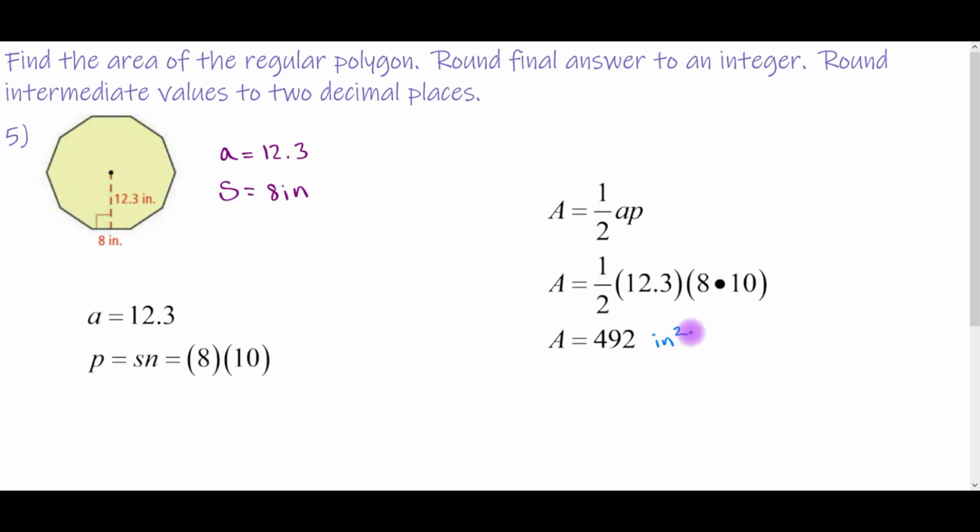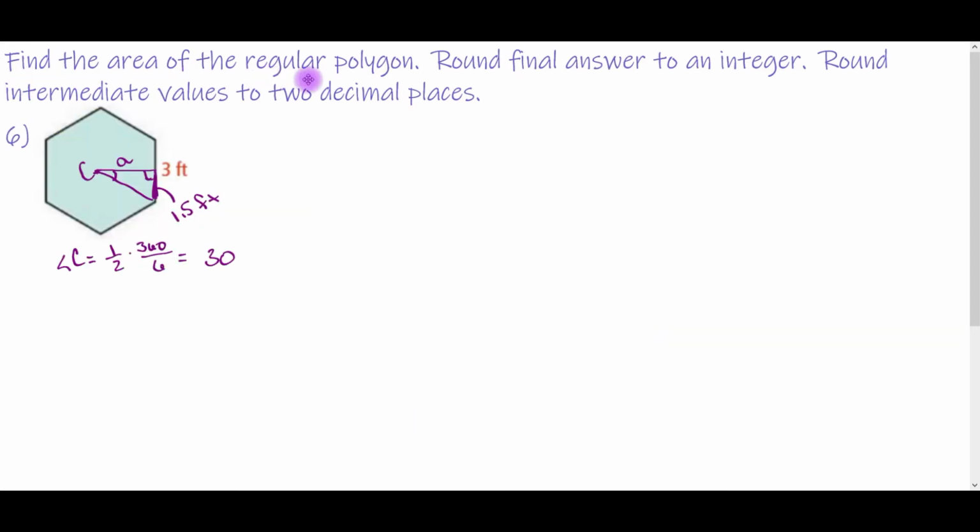All right, in this next example, we're again going to find the area of the regular polygon, rounding our final answer to an integer and intermediate values to 2 decimal places. What we started with here was simply the side measure. I know that my side measure is 3 feet, and I know that this is a hexagon because I have 6 sides. So I know N equals 6, and S equals 3.